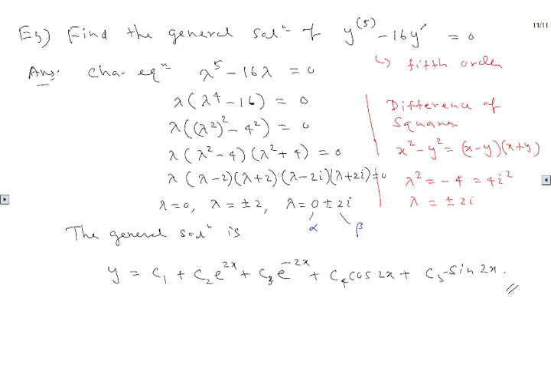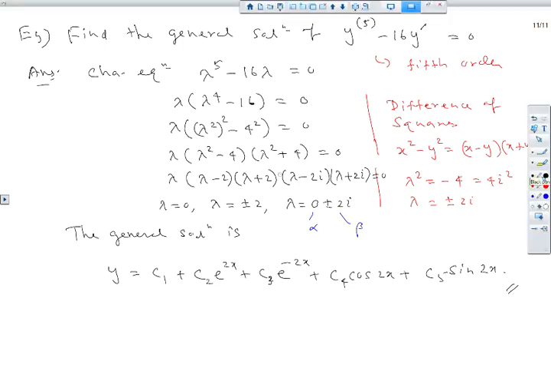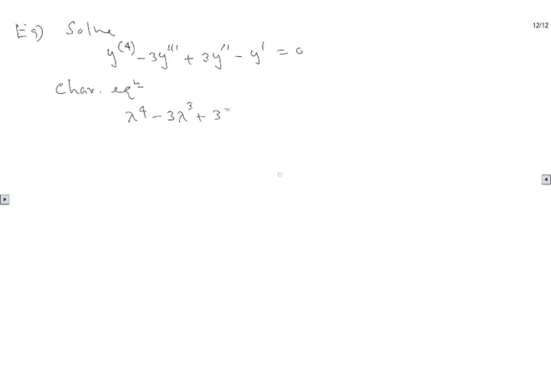So let's do maybe two more examples. The next one is, let's do some algebra here. Solve, let's say, y to the fourth derivative minus 3y third derivative plus 3y second derivative minus y prime equals 0. So let's write the characteristic equation: lambda to the fourth power minus 3 lambda to the third power plus 3 lambda squared minus lambda equals 0. You can see that lambda is common, you can take it out.